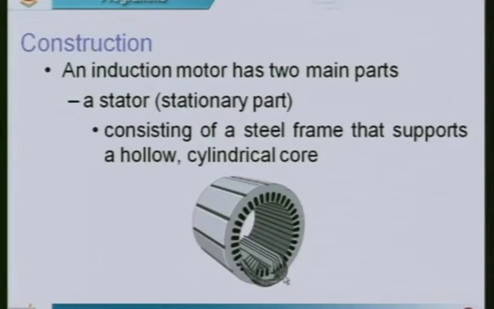You can see we have a coil placed here. This is a coil, or we can also call it a stator winding. It is a part of the winding only. It is not fully wound.